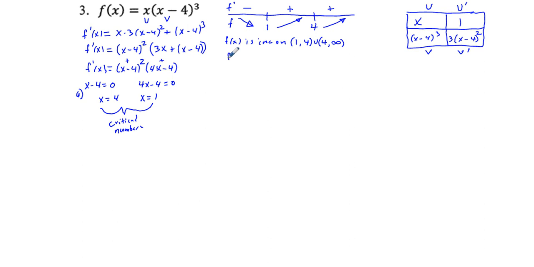F of x, justify. Why? Because f prime of x is greater than 0. Okay? And then also, where's f of x decreasing?